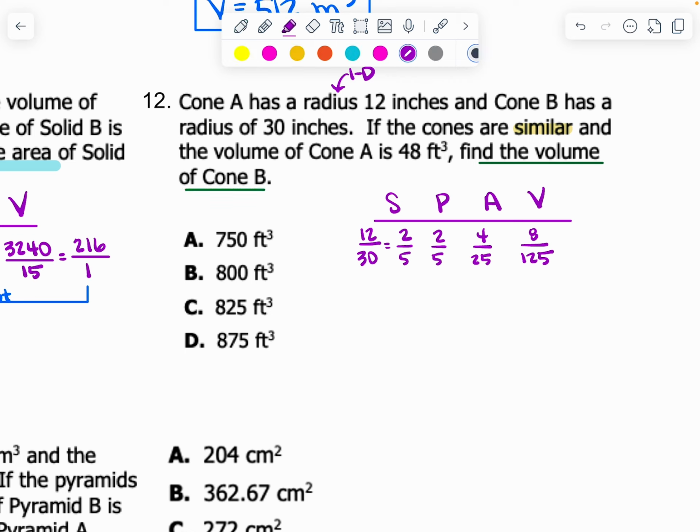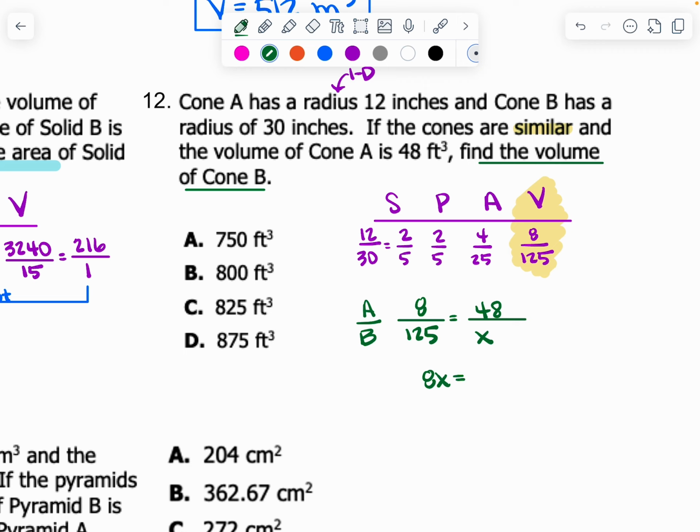So then it says, my question is, find the volume of cone B. Well, if I'm finding volume, then I should be using the volume ratio in my proportion, right? Because volume can only equal volume. So I know that 8/125 is going to go in here. And remember, this ratio is A to B. They told us that in the beginning. So it says the volume of cone A is 48. And what is the volume of cone B?